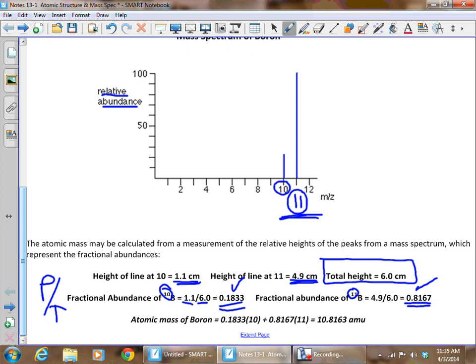Once again, now that we have those fractional abundances, we can simply take the fractional abundances times the mass number for each one of those, add them together, and that will get us the average atomic mass.